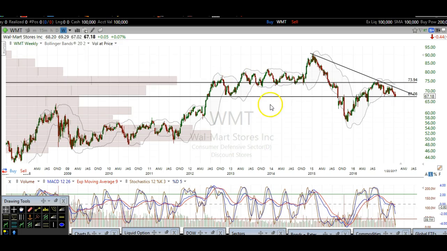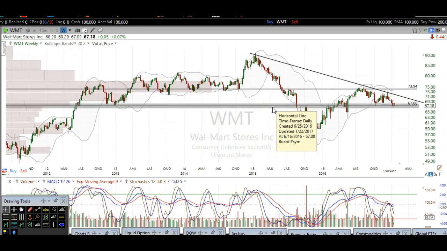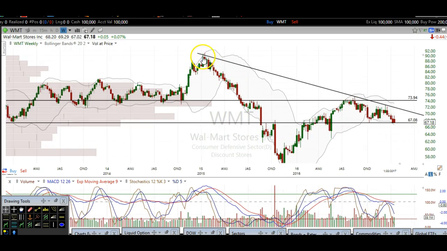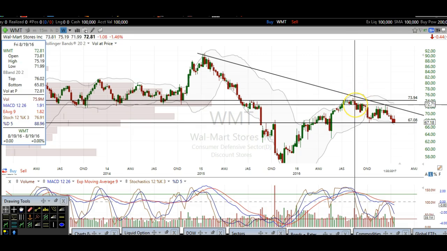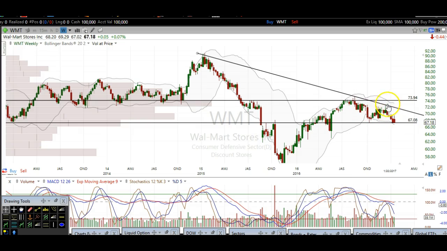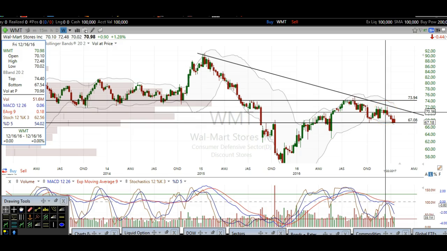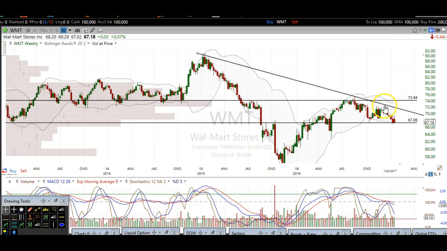So we're going to look at one thing that I am seeing here on Walmart, and we've got a downtrend line that began here at the end of 2014. You can see a rejection here in about August of 2016. We've got another rejection here in December of 2016 right there.